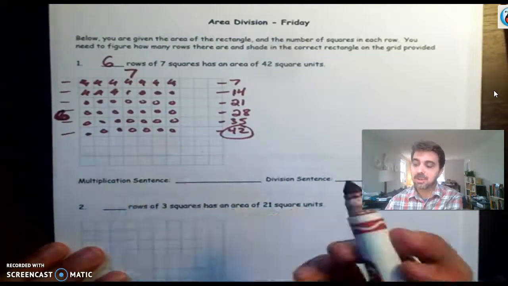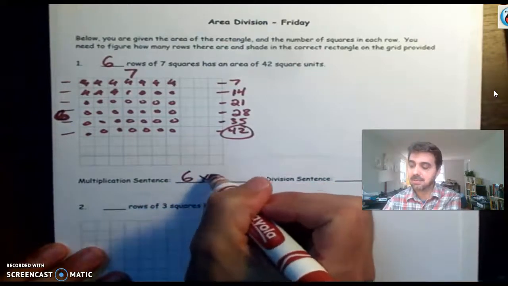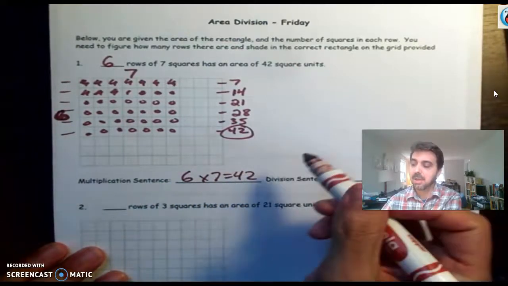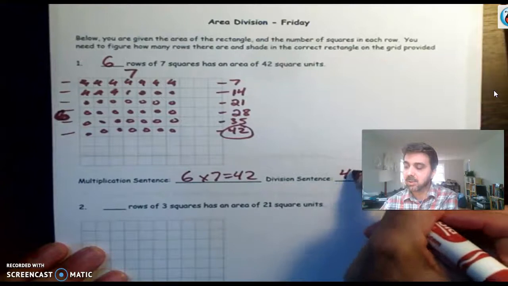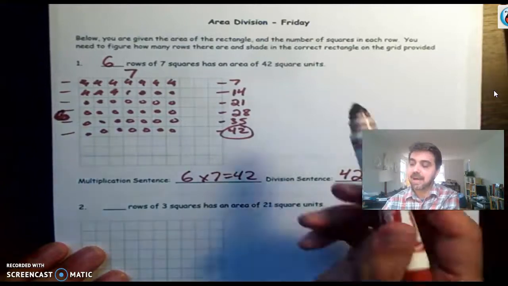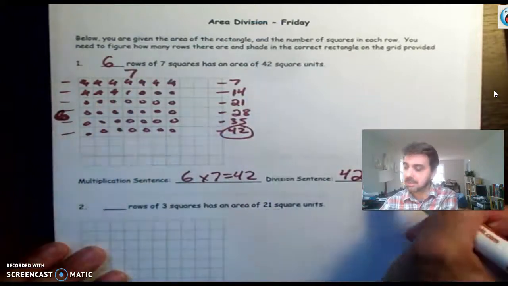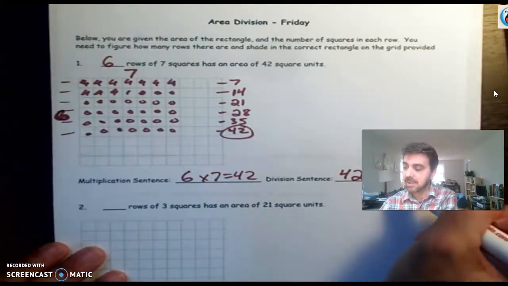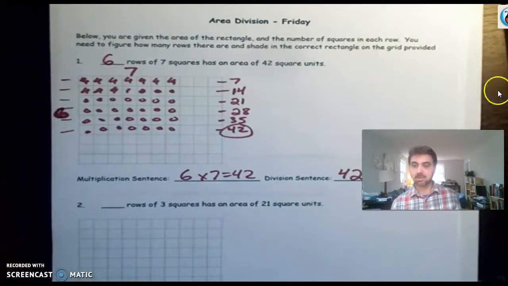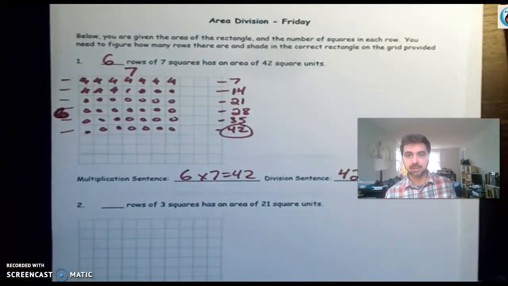So your multiplication sentence is 6 times 7 equals 42. And your division sentence is, we knew we started with 42. We divided them into rows of 7 squares. And then we figured out there were 6 rows total. Oh, sorry. Mr. McAndrew, get out of the way.